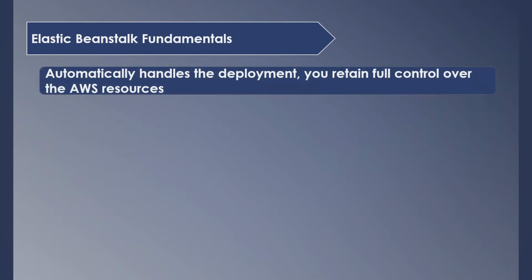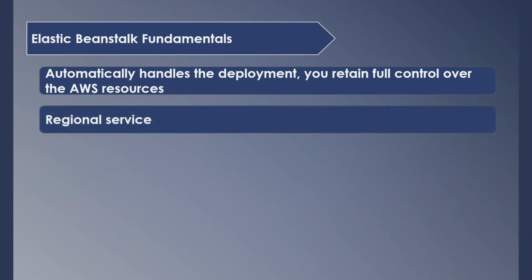With Elastic Beanstalk, you can simply upload your code and it automatically handles the deployment, including provisioning, load balancing, auto scaling, and application health monitoring. However, you still retain full control over the AWS resources powering your application and can access the underlying resources at any time. It is a regional service, meaning all the resources that AWS provisions on your behalf for your application will lie in a single region where you choose to deploy the application and your code runs only in that region.